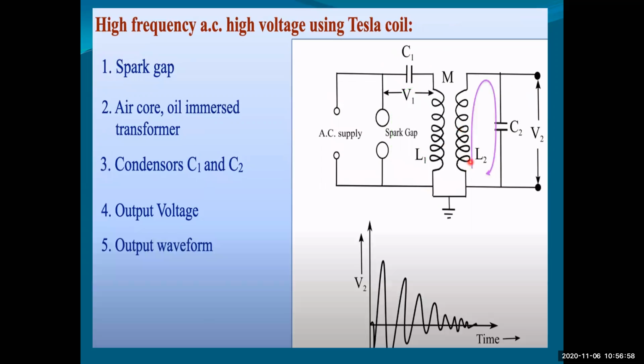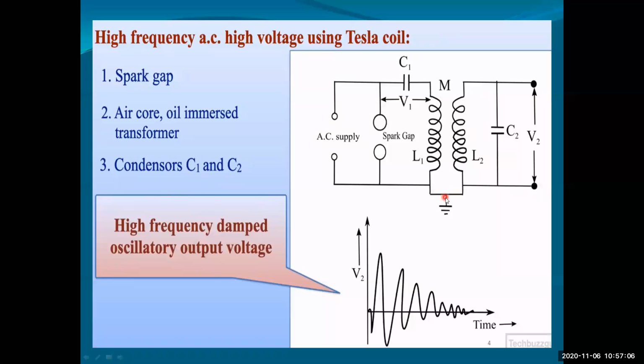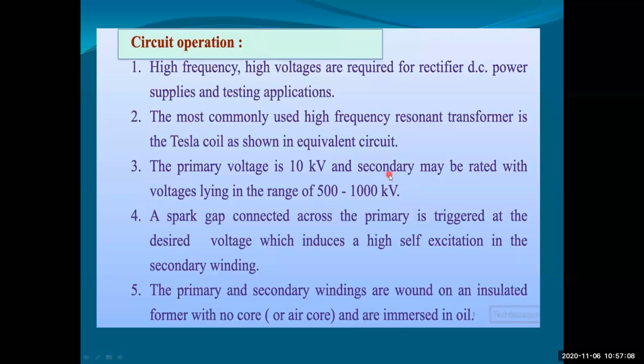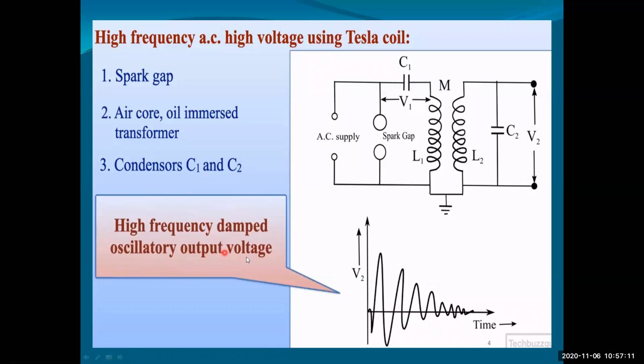Understood? So like this, the transformer releases the energy in this manner, and the capacitor charges like this. This is the principle of the Tesla coil. The output is a high frequency damped oscillatory voltage. This is called the high frequency damped oscillatory output waveform.